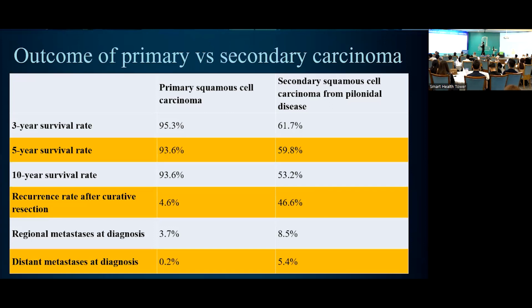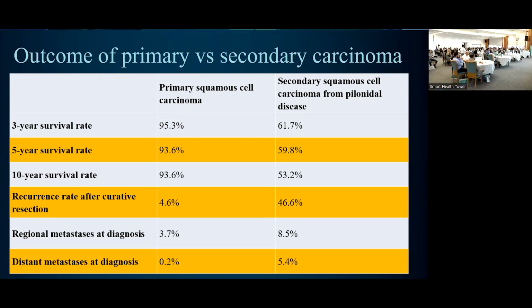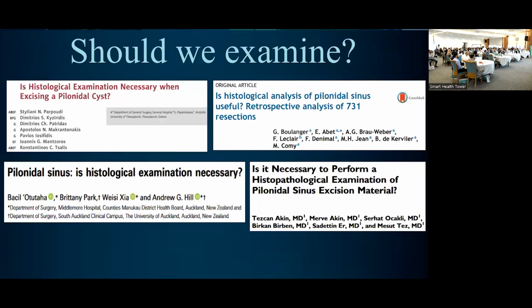And if you compare it to primary squamous cell carcinoma that is not related to pilonidal disease, you can see that it's worse in every possible aspect, in the 3-year, 5-year, 10-year survival rates, in the recurrence rate, and in the rate of metastases. You can see the 5-year survival in primary squamous cell carcinoma is around 93%, while in secondary or in pilonidal carcinoma, it's around 60%. You can see the recurrence is almost 10 times that of the primary squamous cell carcinoma, and the mets are about twice. So it has a worse outcome, and it's similar to the outcome of Marjolin ulcer or squamous cell carcinoma developing within a burn or a chronic ulcer.